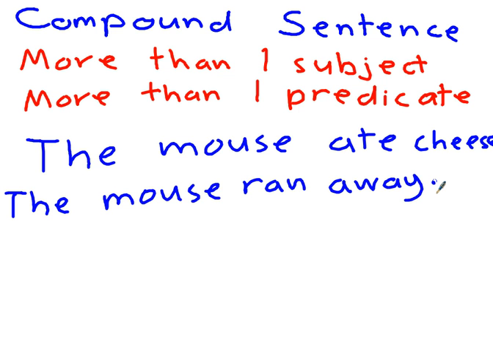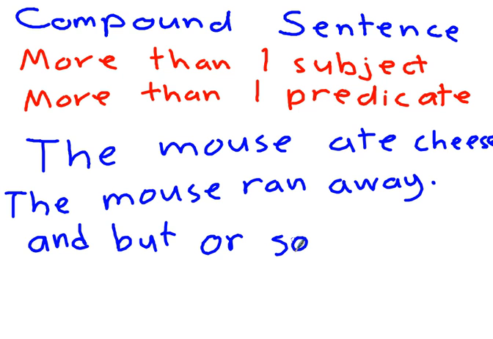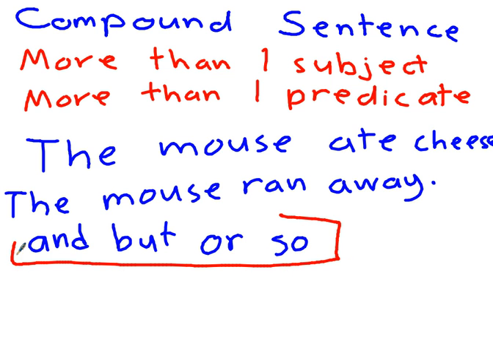If you look on our grammar wall, we're going to use our coordinating conjunctions. There are 4 of them. And, but, or, and so. These are our 4 coordinating conjunctions. These are the ones we use to put together compound sentences.